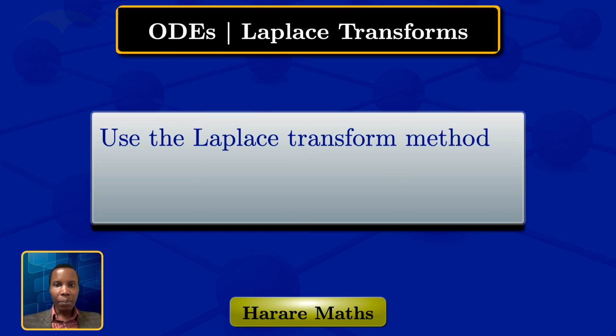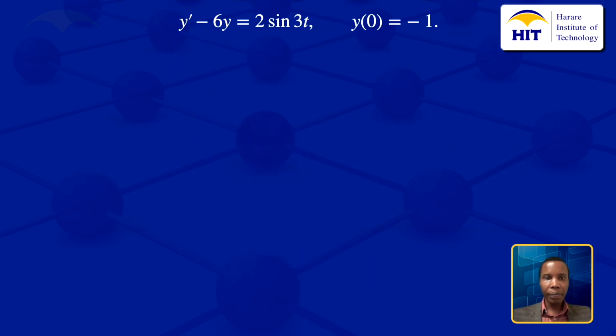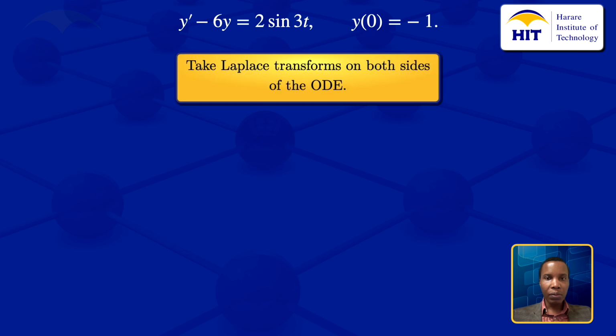I'm going to use the Laplace transform method to solve the first order ODE y' - 6y = 2 sin 3t, subject to the initial condition y(0) = -1. So we are given that first order ODE there. And the first step is to take Laplace transforms on both sides of the ODE.